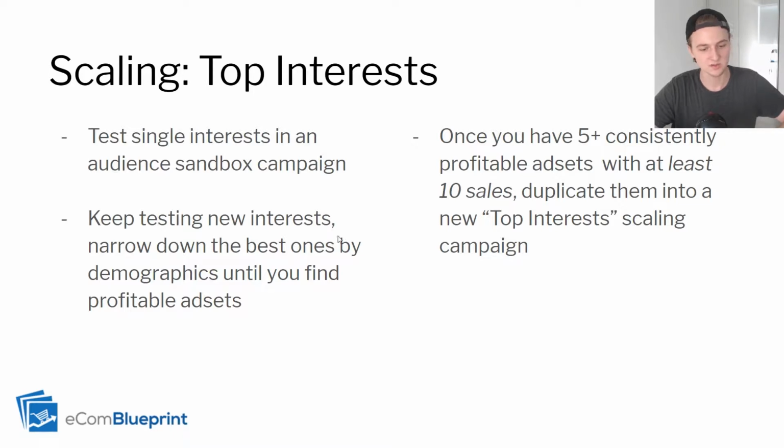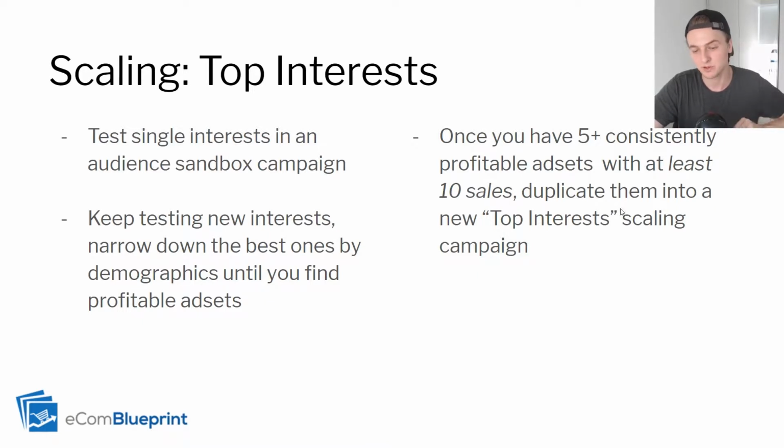And then you want to keep testing new interests similar to the top performers and narrow down the best ones by demographics. So for example, if you have an ad set that's doing really well and most of the sales are coming profitably from 35 plus or something, then you can narrow down to that. And then you can also test similar interests to that one, right? So keep expanding horizontally on interests and narrowing them down, finding new profitable interests until you have 5 plus consistently profitable ad sets. And by consistently profitable ad sets, I mean at least over 2 to 3 days and at least 10 sales. So you don't want to try to scale too early. It's much better to be patient and make sure that all of the ad sets are actually consistently profitable. It's not just random sales.